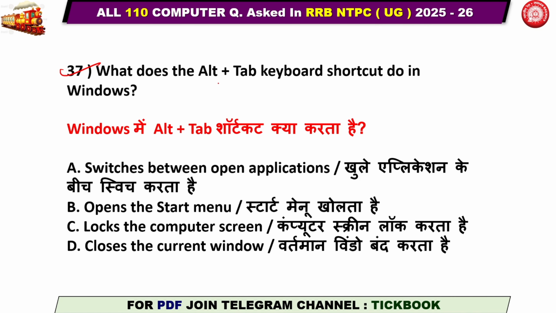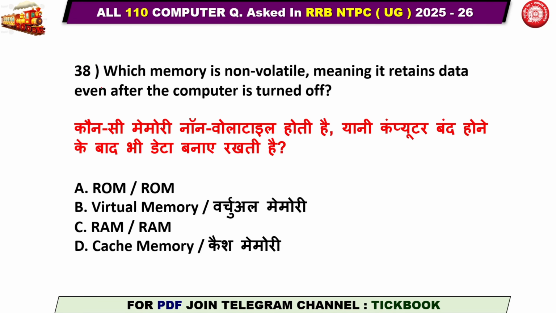37. What does the Alt plus Tab keyboard shortcut do in Windows? Option number A, switches between open applications. 38. Which memory is non-volatile, meaning it retains data even after the computer is turned off?